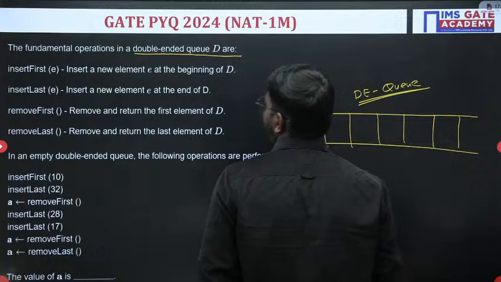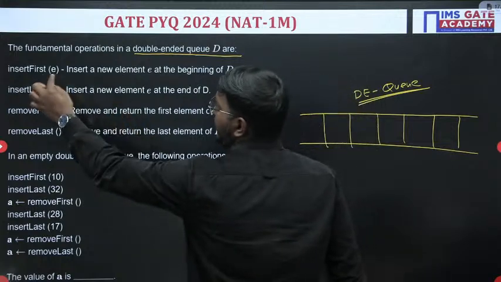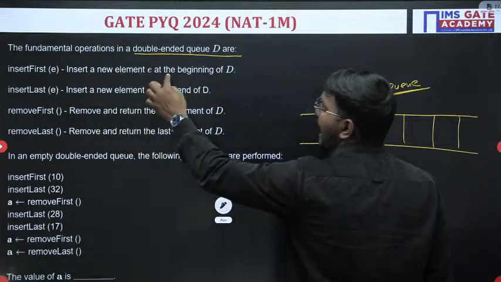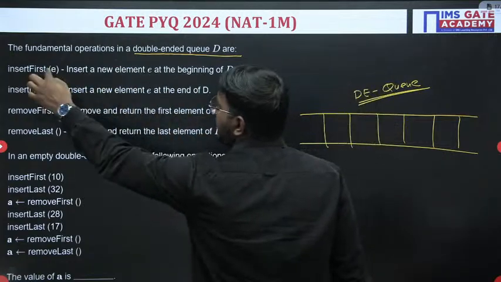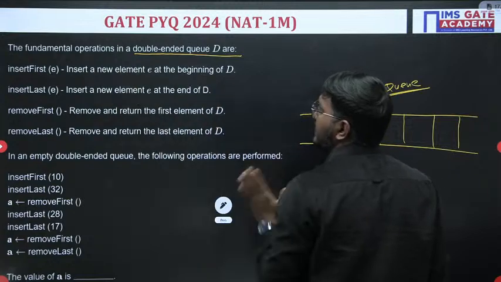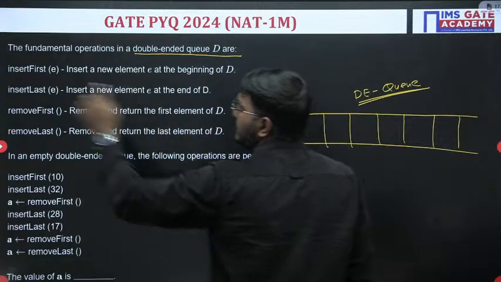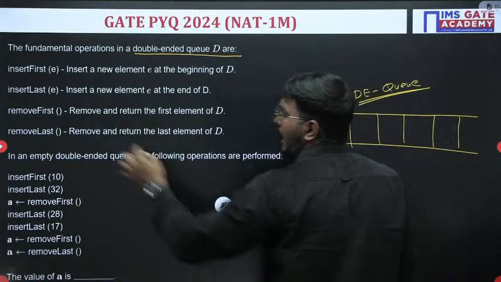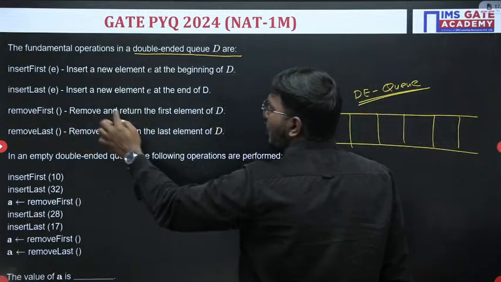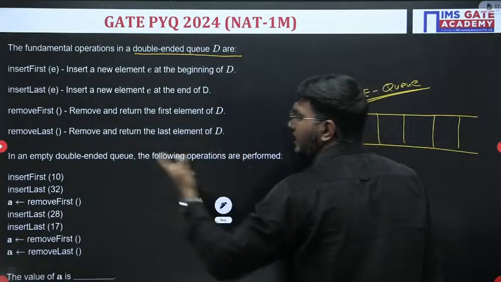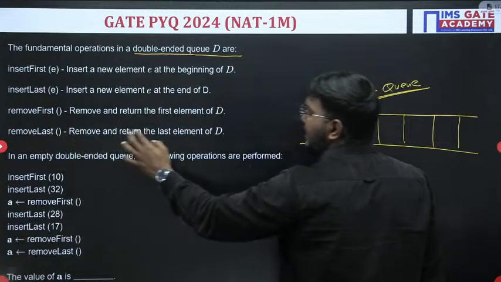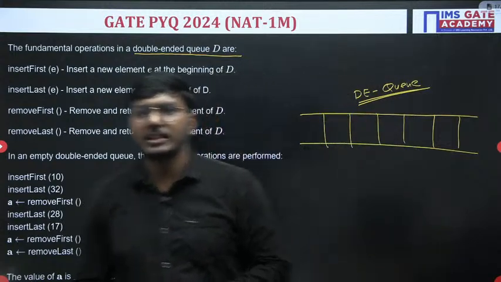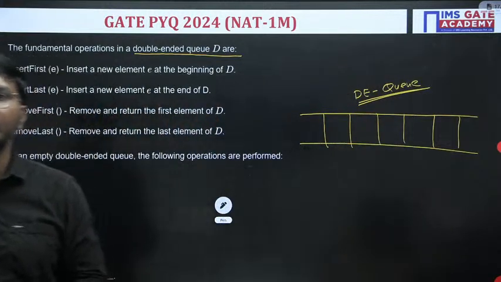Now it says insert first E. It means insert a new element E at the beginning. Insert last means insert a new element at the end of the D. Remove first means remove and return the first element of the D, and remove last means remove and return the last element of the D. Very good. Okay, answer is 17. You know already.